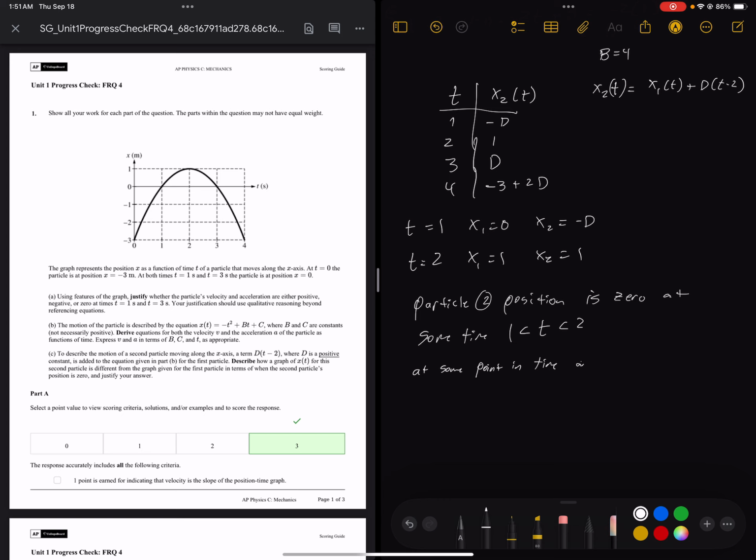I'm just going to put t greater than 3, okay? The position of x2 will equal 0. And it just depends on how large d is, okay? And there is a way you could write an expression for d. I think that was what I was first trying to do, but that gets really messy, and you have to use the quadratic equation.